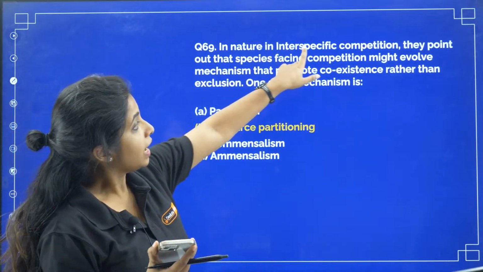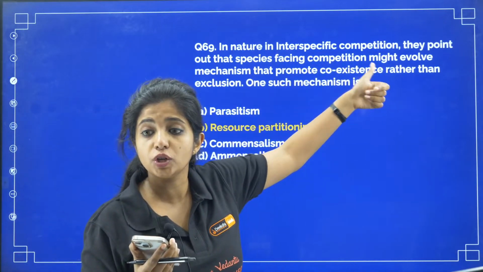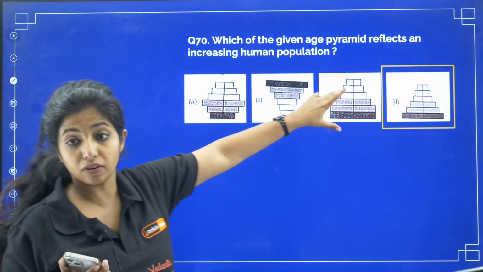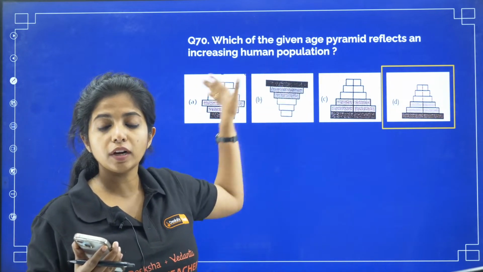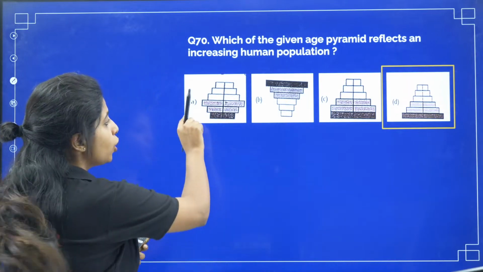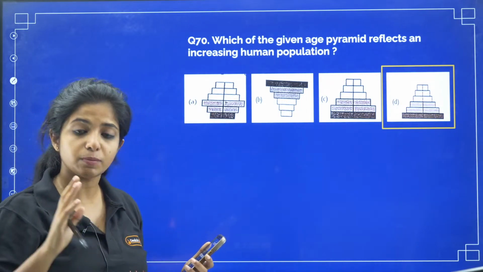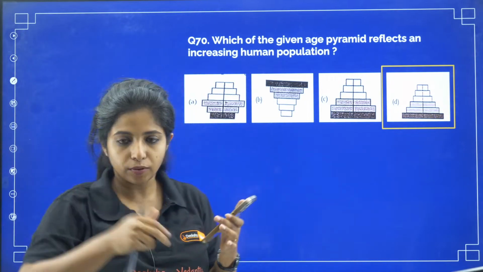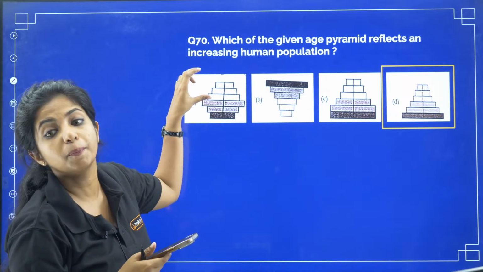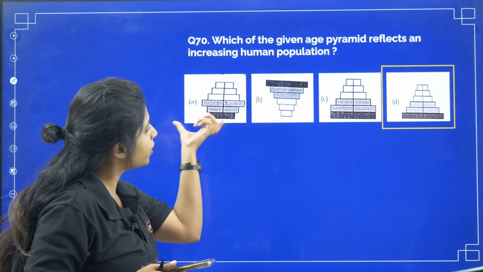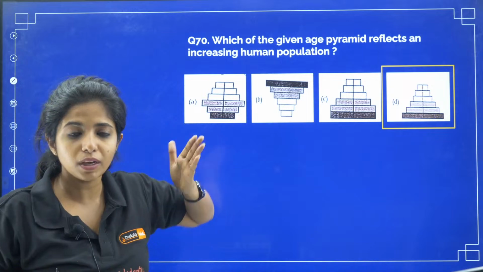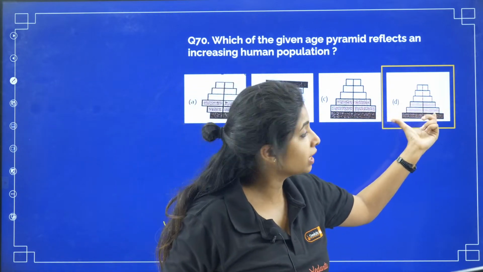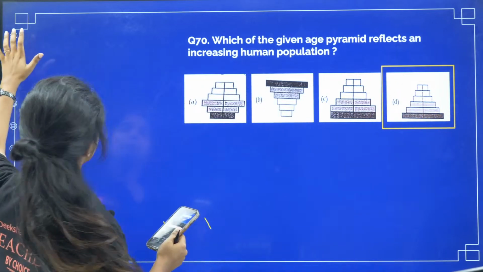Next thing. I told you, species facing competition might evolve mechanisms that promote coexistence. This is known as resource partitioning. And now, very important. Age pyramid, my dear children, which one do you think will show increasing human population? The lower region is the pre-reproductive area. That means they will reproduce. They are small now, they will grow and reproduce later on. Then comes the reproductive area and then comes the post-reproductive, that means the old people. If the broadest part is the lowest, that means the human population is going to increase. Over here it's almost the same, so I cannot take this, but over here I see it's increasing. So this is the one that shows the human population is increasing.